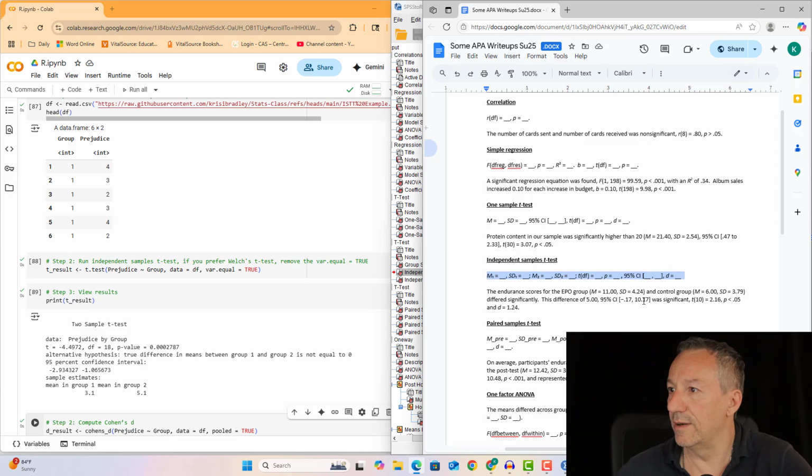What we are trying to report here: the mean for each group, the standard deviation for each group, the t, the degrees of freedom, the t statistic, the p-value, confidence intervals for the mean difference, and then Cohen's d.